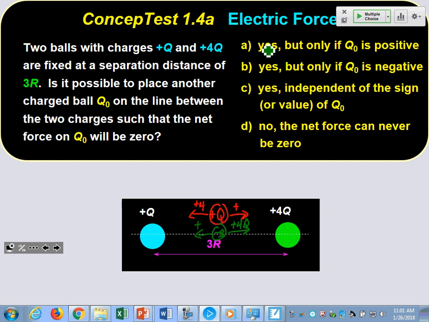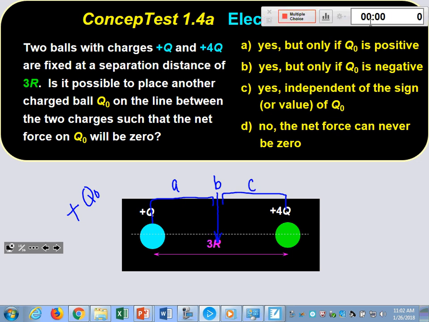Now let me ask you another question. This one isn't written down. But what if, or where, let's say that I have a plus Q naught. Where do I put it? Do I put it right here in the middle? Or do I put it somewhere between here? Or do I put it somewhere over here? So do I put it left of center, at the very center, or to the right of center? Where do I put that charge if it's positive, plus Q naught, so that the net force is 0? Where can it go so that it has 0 force on it?